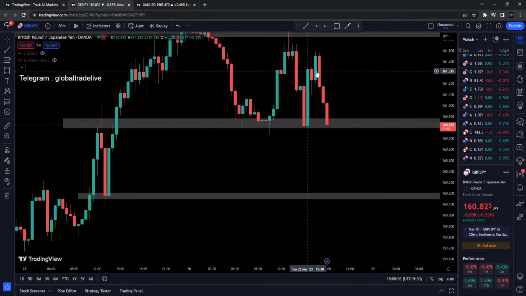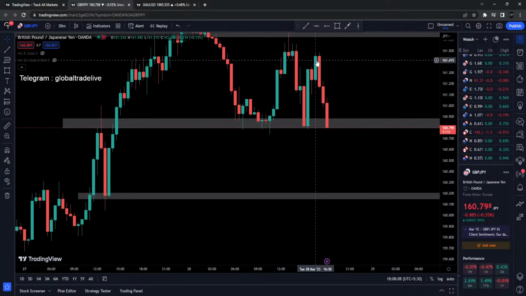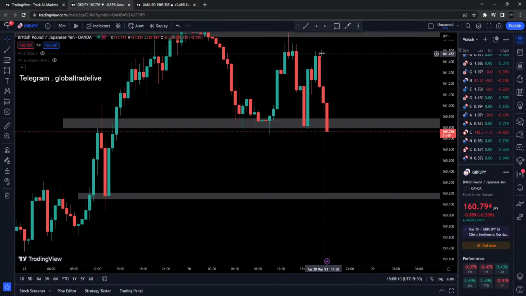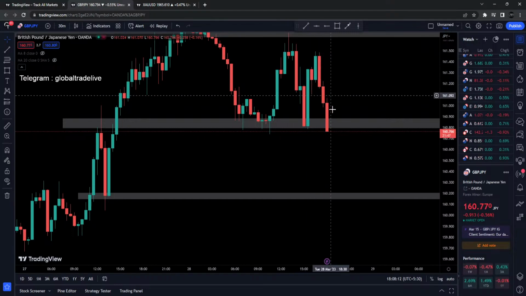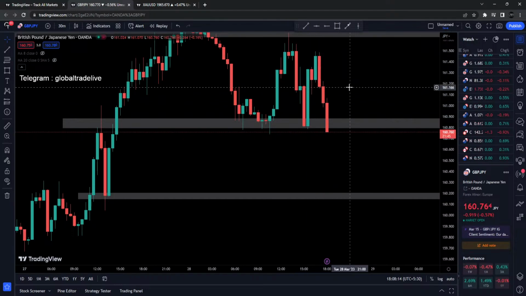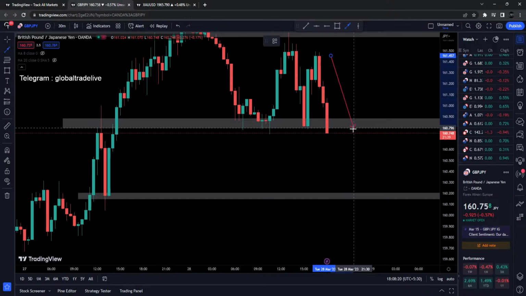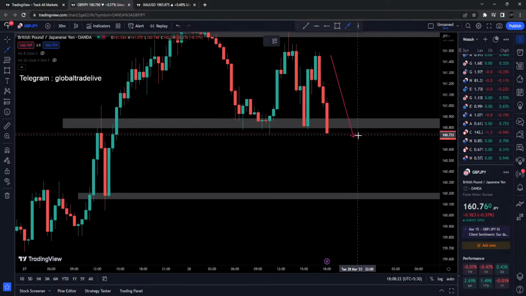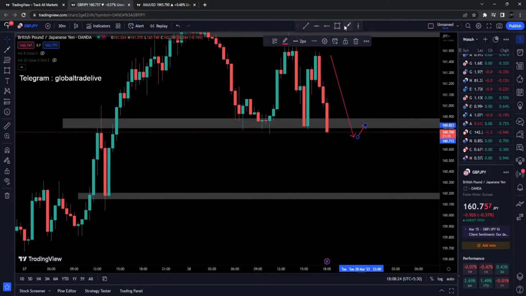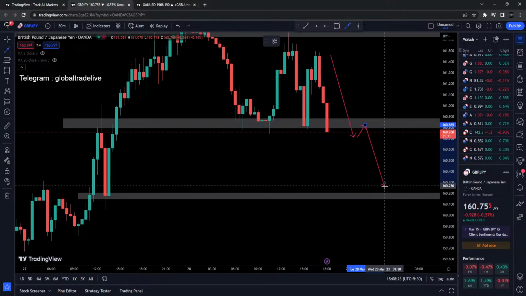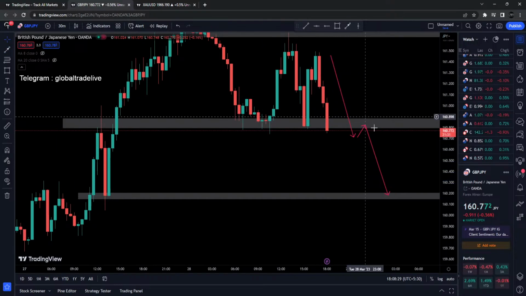Okay, so by looking at the 30 minutes, we can say that the move has already been done from here to here, right? Whenever a move has already been done, we always wait for a resistance. In this case, we will be waiting for a resistance to be formed and a continuation to the downside.